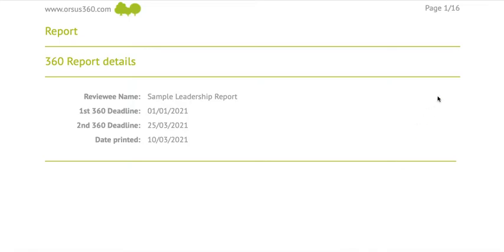This particular report you can see is 16 pages long. I don't intend to cover all 16 pages at this moment, but just to introduce you to some of the key points that we believe are special to our 360. You can see on the first page that this tells you who the reviewee is, and in this case it's just a sample leadership report that's been created just for demonstrative purposes, and when the report was taken and printed.